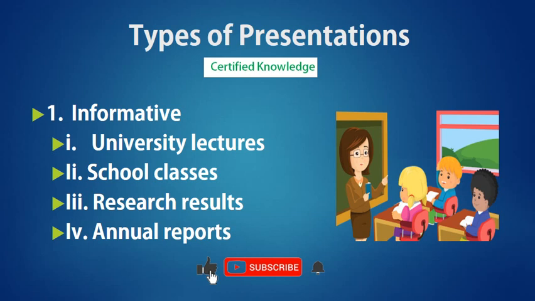As far as the examples of informative presentations are concerned, these can be university lectures as are delivered by lecturers, professors, school classes. The teachers teach to the students and they pass information through their lectures. Research results. A researcher, a scholar, he conducts a research, and after that he sits for viva and informs the judges, the professors concerned, about the research results. This is also informative presentation. And annual reports about the government reports and about the companies that inform people about their progress. These also fall in informative presentations. So informative presentation is the first type of presentations.